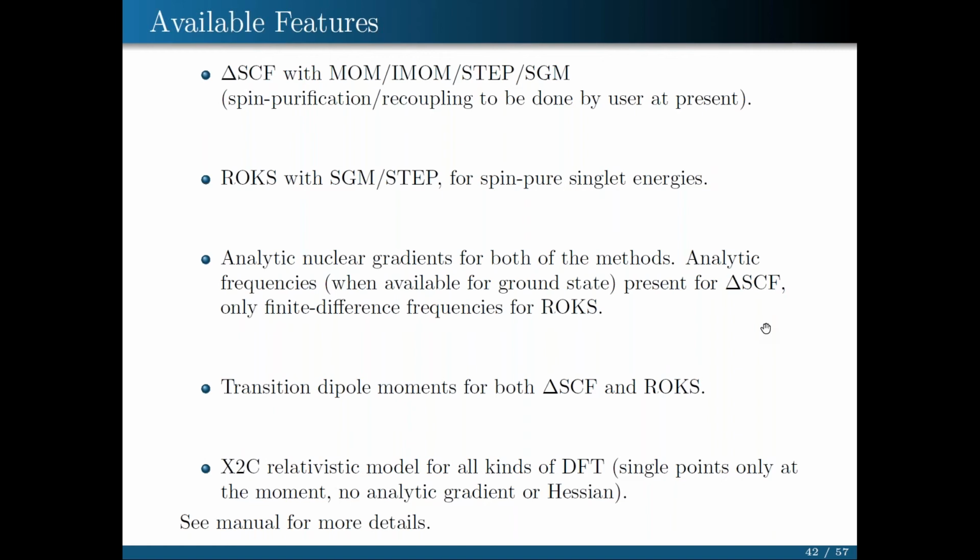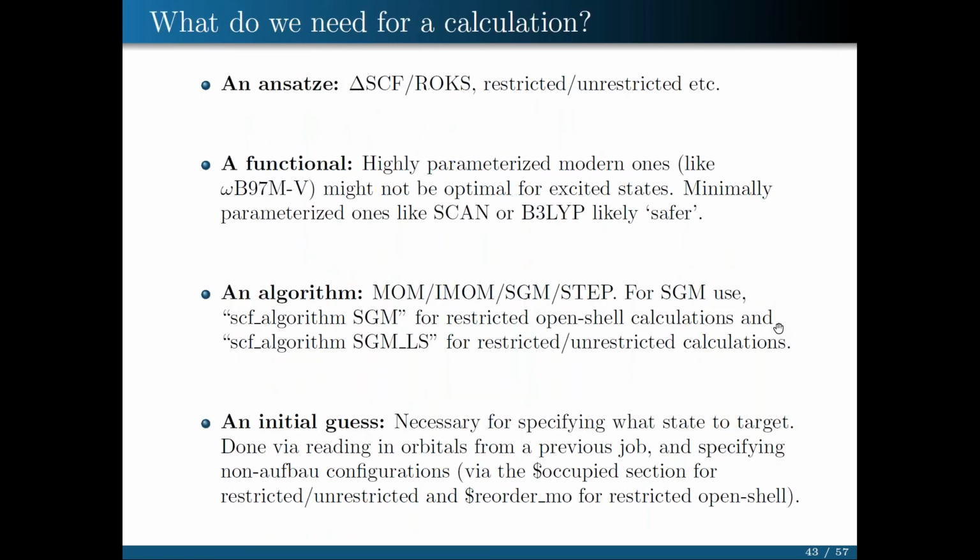Analytic nuclear gradients are available for both delta SCF and ROCKS. Analytic frequencies are available for delta SCF when the ground state analytic frequencies are available for that functional. However, if you want ROCKS frequencies, you have to get them with finite difference at the moment. Transition dipole moments are also available for both delta SCF and ROCKS. I'll show you how to get them in a second. The X2C model is also available for all kinds of DFT. However, it's only available for single points at the minute. We haven't yet been able to add the gradient or Hessian for those. All of this is already written up in the manual, in case anyone wants to take a look afterwards.